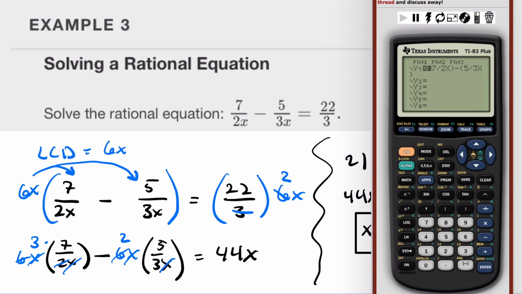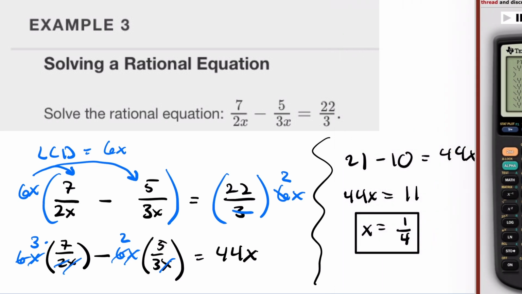Maybe that technique is off. Okay. Why is that not working? Let me think. Give me just a moment. 6 divided by 2 is 3. That's a 2. The x's cancel. So then that's 44x. 21 minus 10 is 11. It's 1 by 4. Okay, well, something I'm doing is not right.